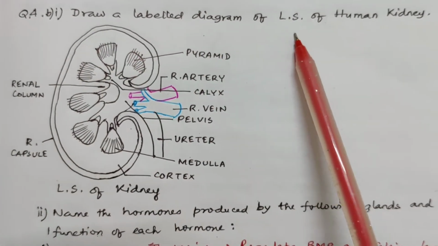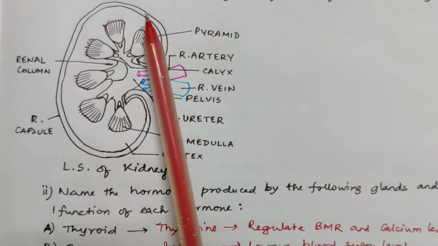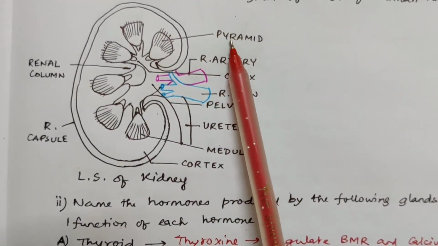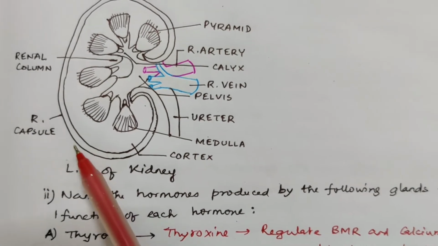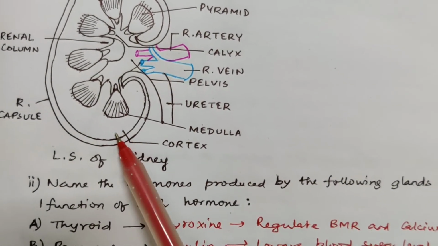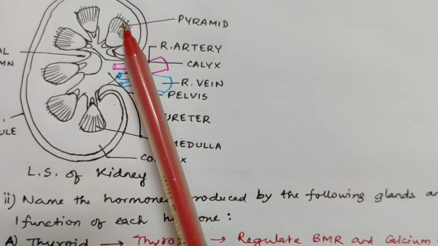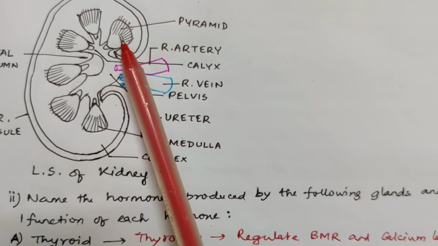Draw a label diagram of longitudinal section of human kidney. This is the diagram that has been drawn for you. The outer side is the renal capsule. Then this is the cortex, the renal cortex. This is the renal medulla. These bristle-like structures are known as renal pyramids.